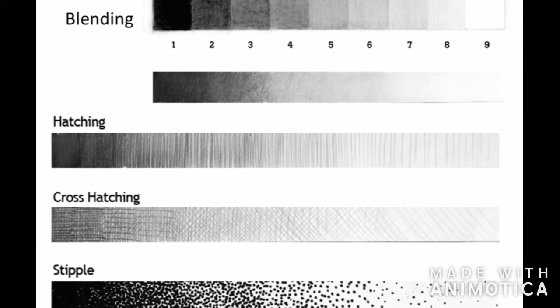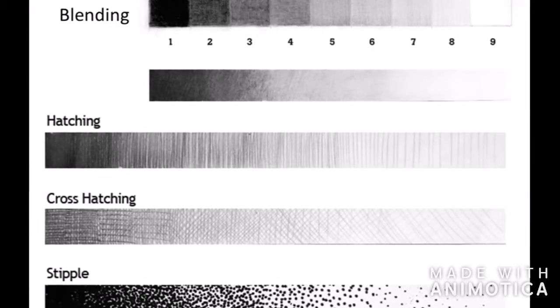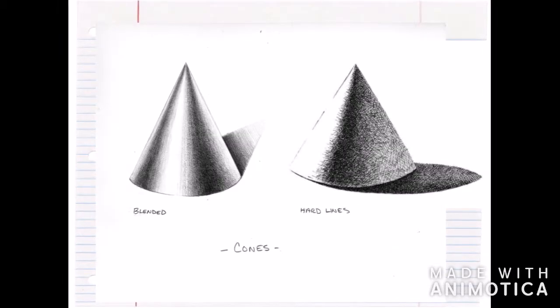And then with hatching, we create this effect with lines. Cross hatching is just a different technique in which we are crossing the lines. And then stipple, well, you better be very, very patient to use that technique. Okay, just choose what you feel more comfortable with.